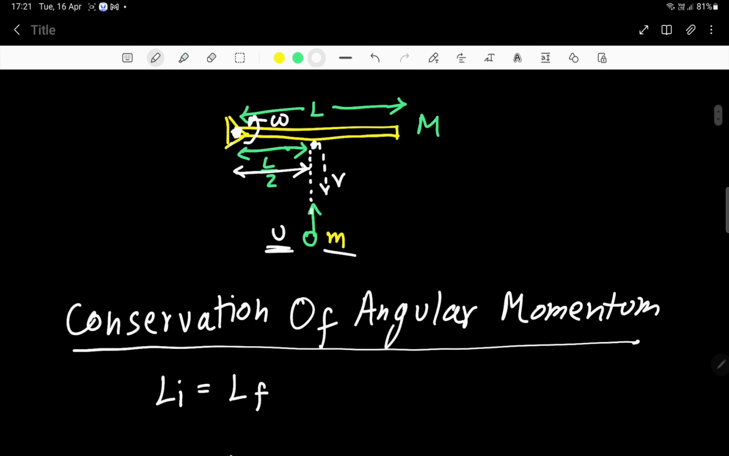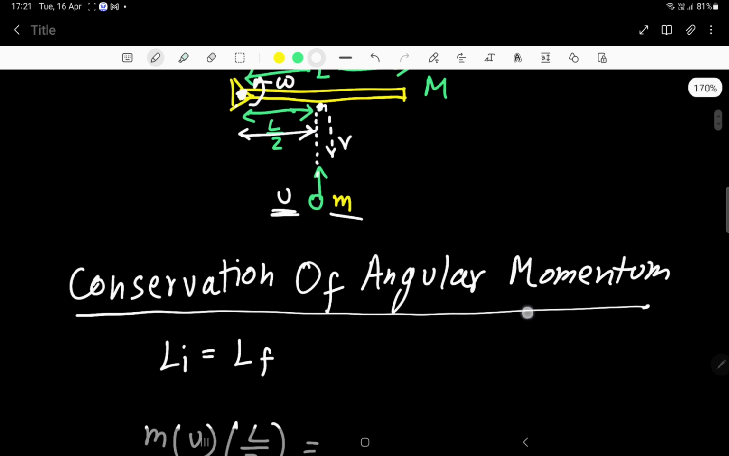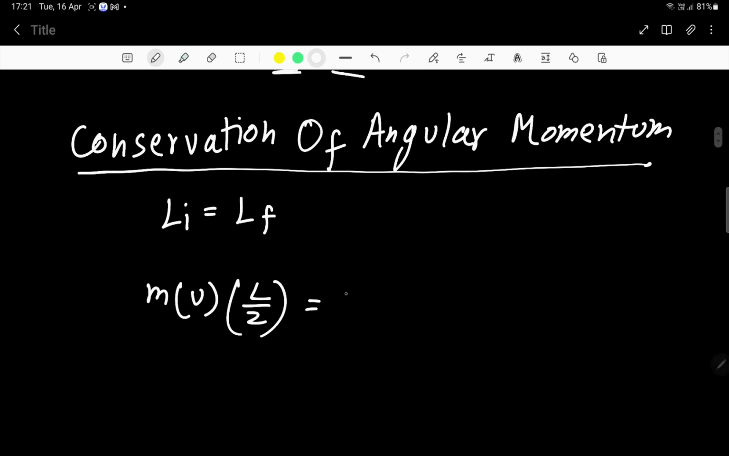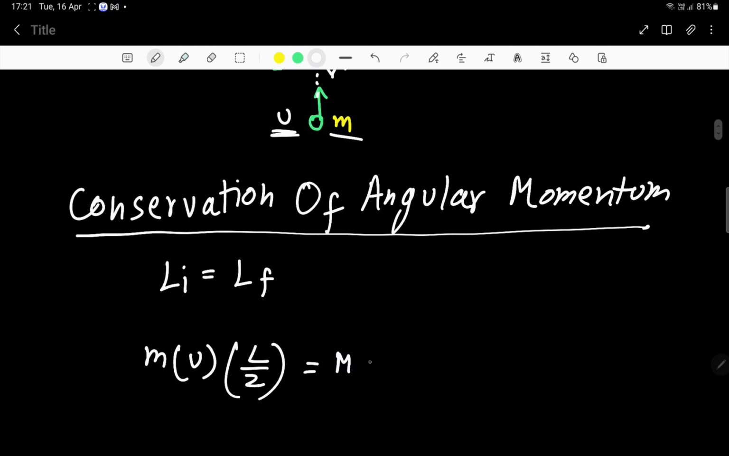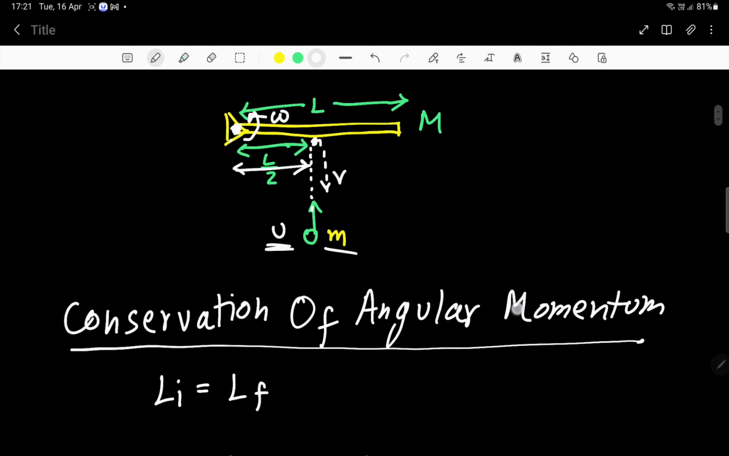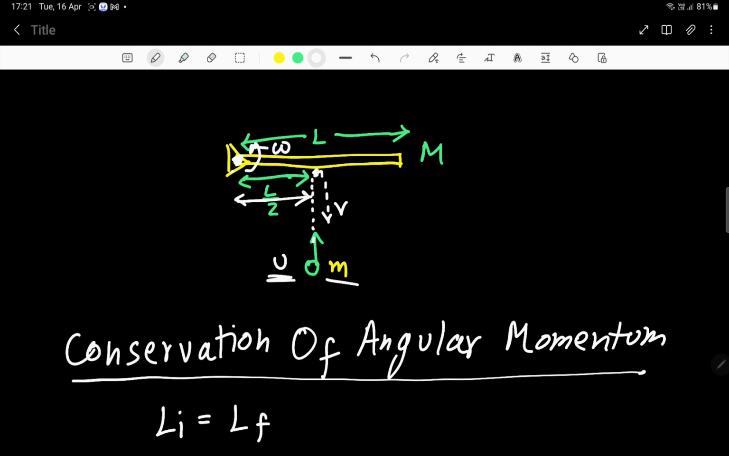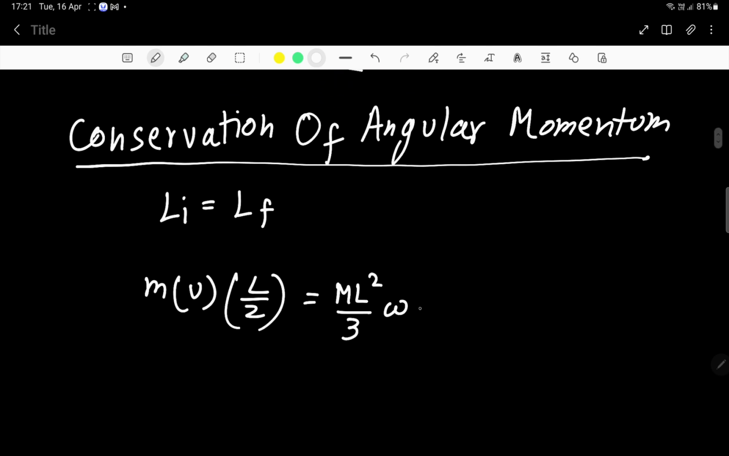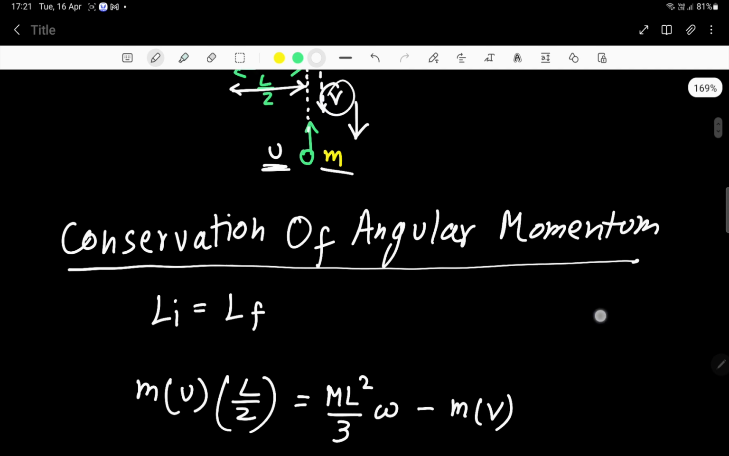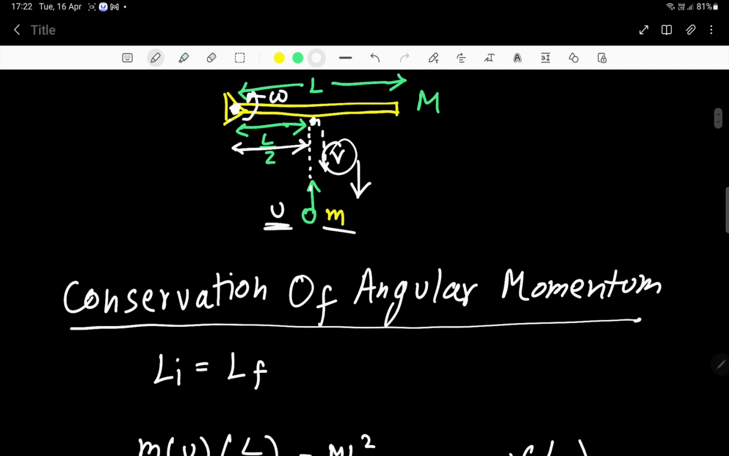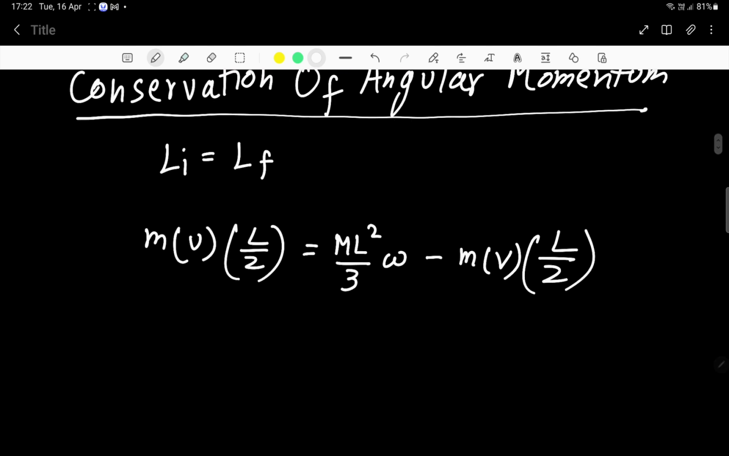equals the final angular momentum. Now, when the particle has already hit the bar, there will be two things. This particle will return back with a velocity v, and also this bar will start rotating. Due to the rotation of the bar, it will have its angular momentum equal to I times omega, where I is the moment of inertia of this bar. The moment of inertia of a bar pivoted at one end is m times L squared by 3, into omega. And then we write the angular momentum of this particle. Now this particle is moving in the opposite direction, so we subtract the angular momentum, which is m times v this time, because the final velocity is v, and the distance remains the same from the point, which is L by 2.